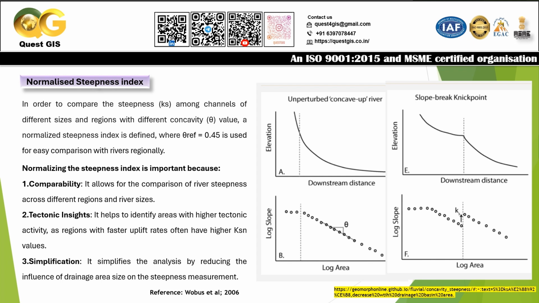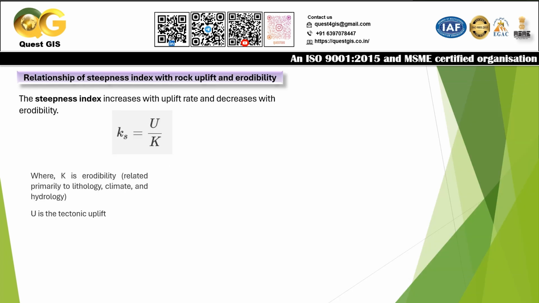Okay, so in our analysis we are going to use the theta reference. Basically, the changes in steepness indicate changing rock uplift rate along a long river profile, and of course it affects the concavity of the river profile spatially and temporally. Right, so you can see from this relationship between steepness index with rock uplift and erodibility that the steepness index increases with the uplift rate and decreases with erodibility, right?